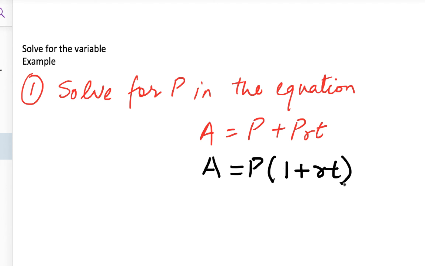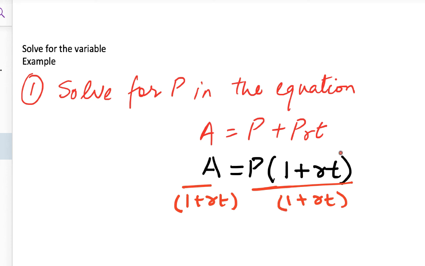Now to solve for P means the coefficient of P should be 1. We have 1 + RT. We can divide this whole expression by 1 + RT. So on the right hand side, 1 + RT cancels out. What are we left with? P. And on the other side, the answer is A over 1 + RT.